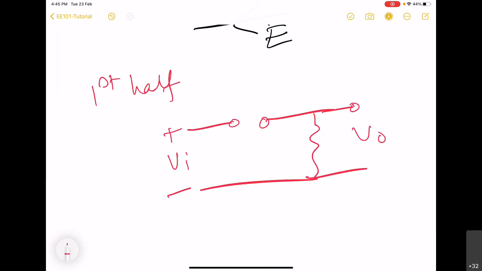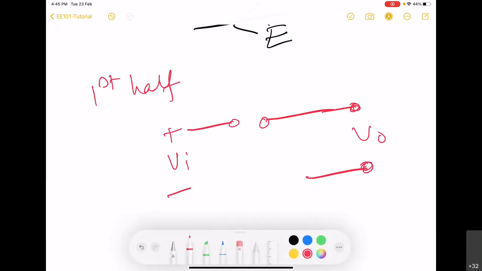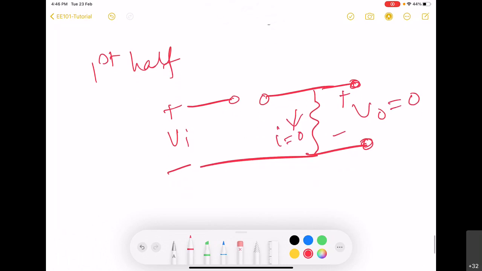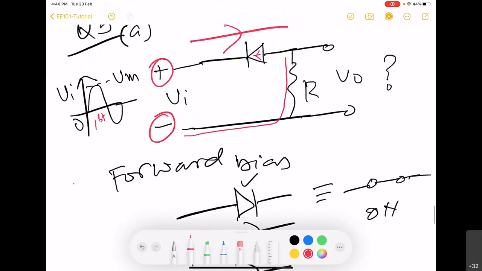We see that the output port was already open, and the diode is an open circuit. So there can be no current through this resistor, and that is why this current, whatever may be the direction, is going to be 0. So this I is equal to 0, and this Vo is going to be 0. This is the situation during the first half.